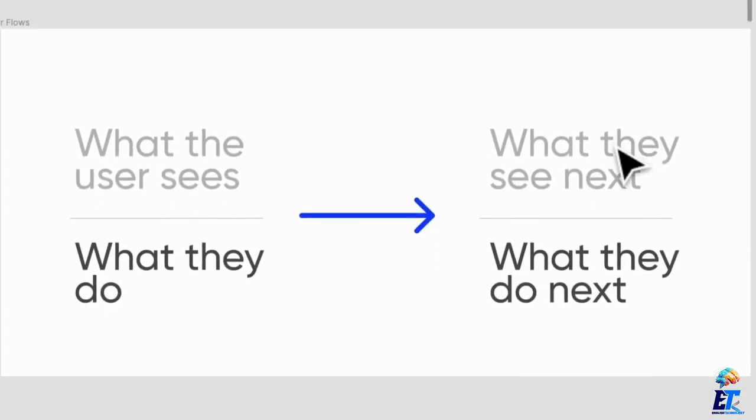So let's scroll down here a bit. This was created by Ryan Singer, and he created this great shorthand for user flows. He actually calls them UI flows, but same thing. What the user sees, what they do next, and the next step is what they see next and what they do next. That's how simple it is. So you should think of your current screen as what the user sees and what they need to do, and that arrow over here will lead to the next screen, and there they'll see what they see next and what they need to do next.